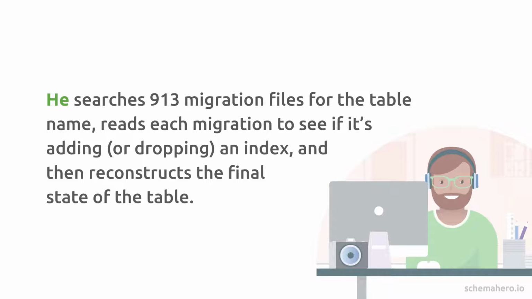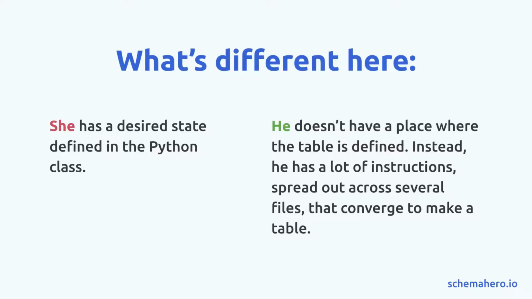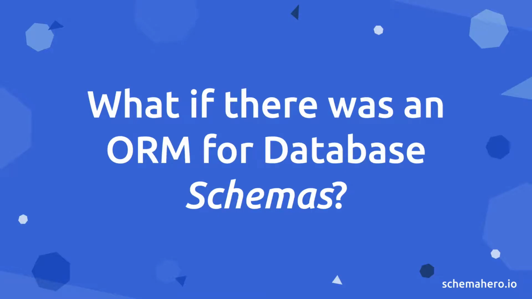In our Java developer, everything is in code also, so he just opens up his editor, looks at the migration files. He does have to, Command Shift F or whatever, and search through 913 migration files for the table name, reads them to see if that index has ever been created or dropped, and in what order, and that way he can reconstruct the final state of that table to answer the question. The differences between here are that she just has a single place that has the desired state, and he doesn't. Again, he has all of the instructions that he can use in his head to converge on what that desired state is. So this raises the question, what if there was an ORM specifically designed for database schemas?